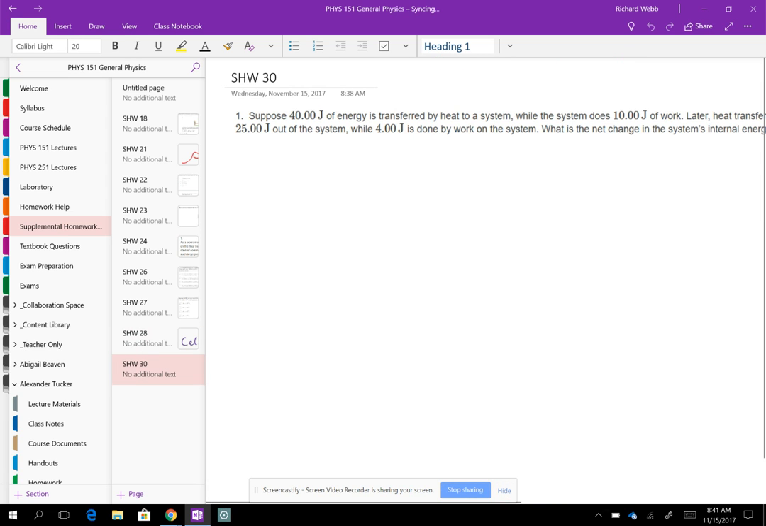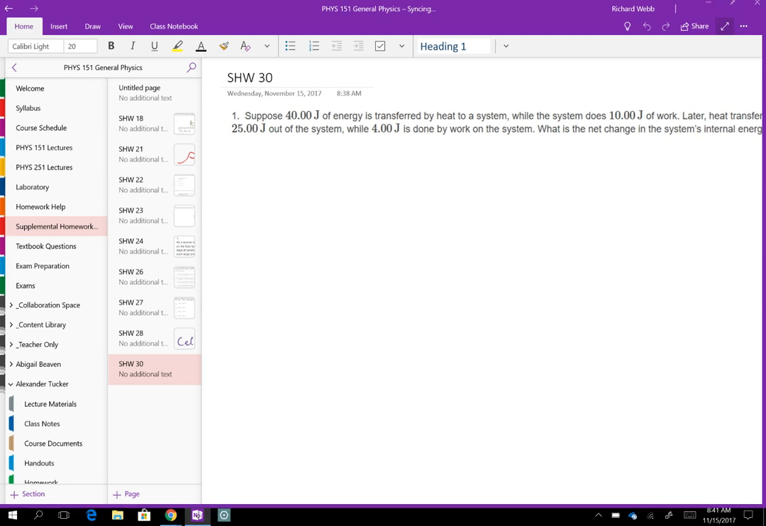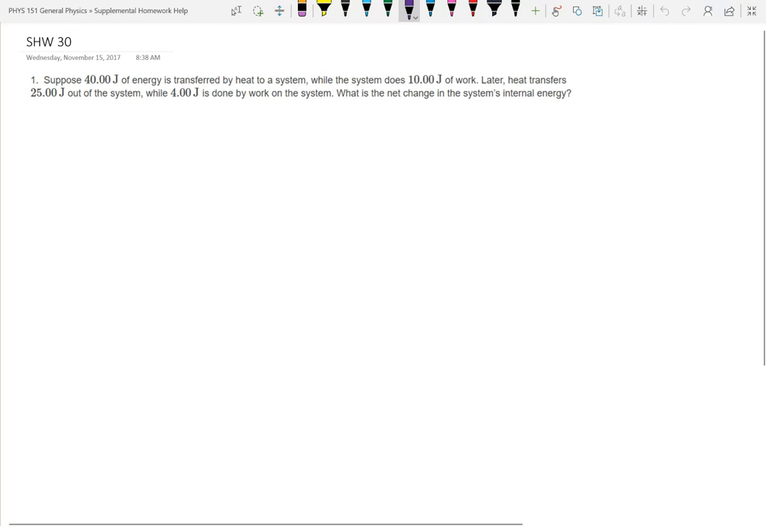So the problem says, suppose 40 joules of energy is transferred by heat to a system while the system does 10 joules of work. Later, heat transfers 25 joules out of the system while 4 joules of work is done on the system. What is the net change in the system's internal energy? Now, we've talked about this, but it was about 2 weeks ago, and it's coming back again.